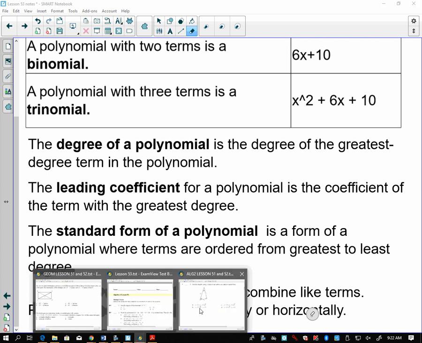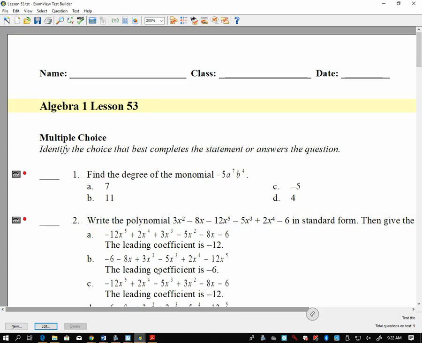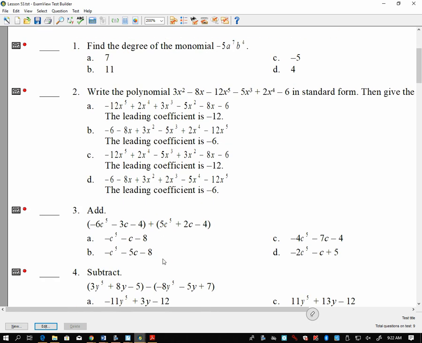So let's take a look here. You guys have this in front of you. So hopefully, if you can't see the board, and I know some of you struggle to see some of these things from the distance, but we want to find the degree of this monomial.